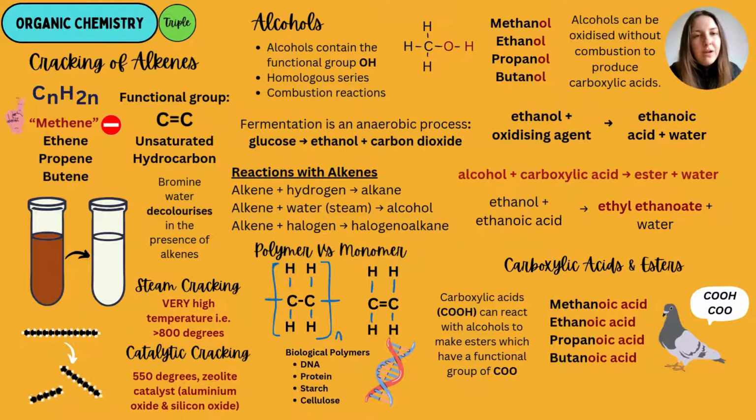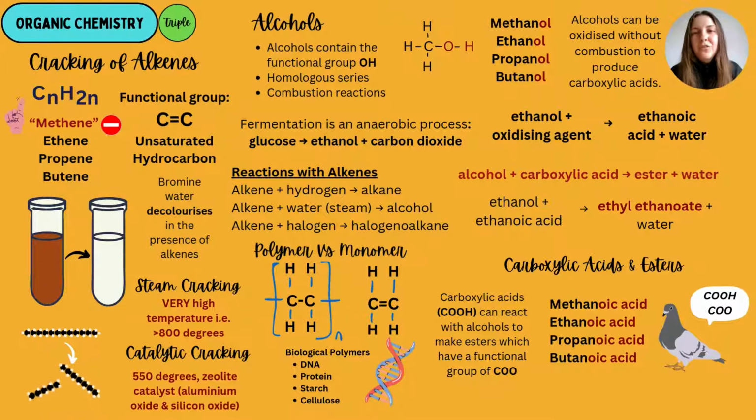Now, they don't want you to know a huge amount of ester information. They just want you to know simply the reaction between ethanol and ethanoic acid, so the alcohol and the carboxylic acid, and this will form ethyl ethanoate and water. That's the key one they want you to be aware of. They're not necessarily going to ask you about any of the others, but it's worth just being aware of that specific example. Now, last but not least, you need to know about polymers and monomers.